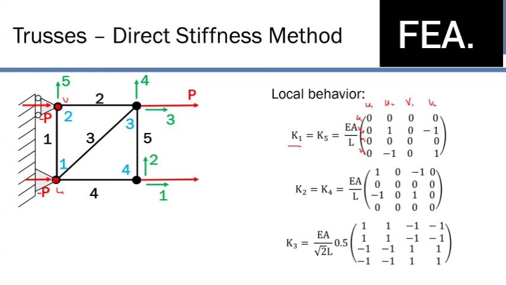So let's start thinking about this. We have element one, we have the pin, and that's going to be our U1. No matter what displacement we apply, we have a boundary condition that the pin can't move, right?